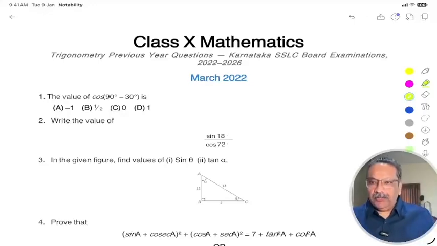Okay, today in this video we will be solving the previous year question papers of Karnataka SSLC Board from the year 2022 up to 2026 and related to the chapter Trigonometry and Applications of Trigonometry.